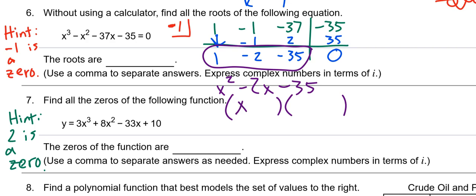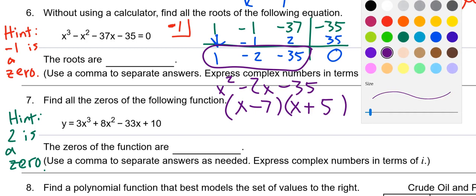So x and x, right? Then what? What factors should I be using? 7 and 5. Which one gets the negative? The negative goes with the 7. The positive goes with the 5. Because you got to end up with a negative 2x in the middle.